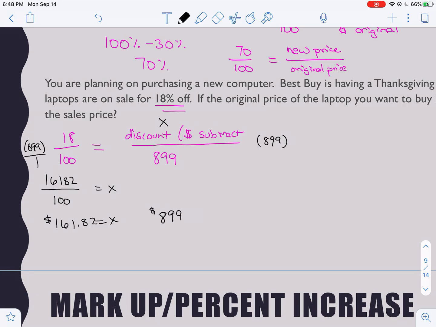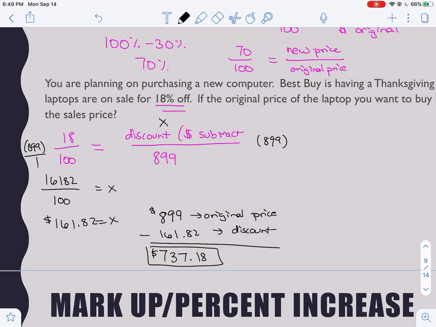So now I'm going to take the $899, which is the original price. So that's my original price. And then I'm going to subtract the discount, 161.82. So that's my discount. That's how much money I get to take off of the original price. And if I subtract that, $899 minus 161.82, I get $737.18. That would be the new price of the laptop.